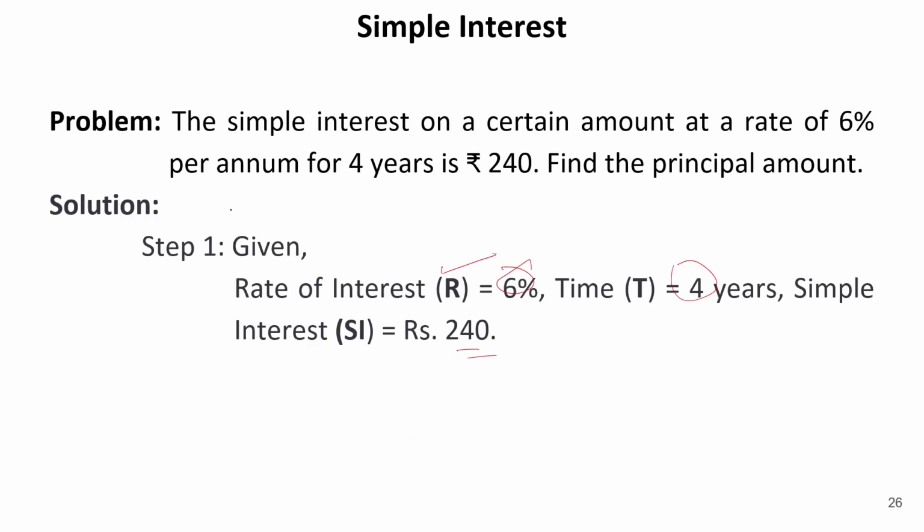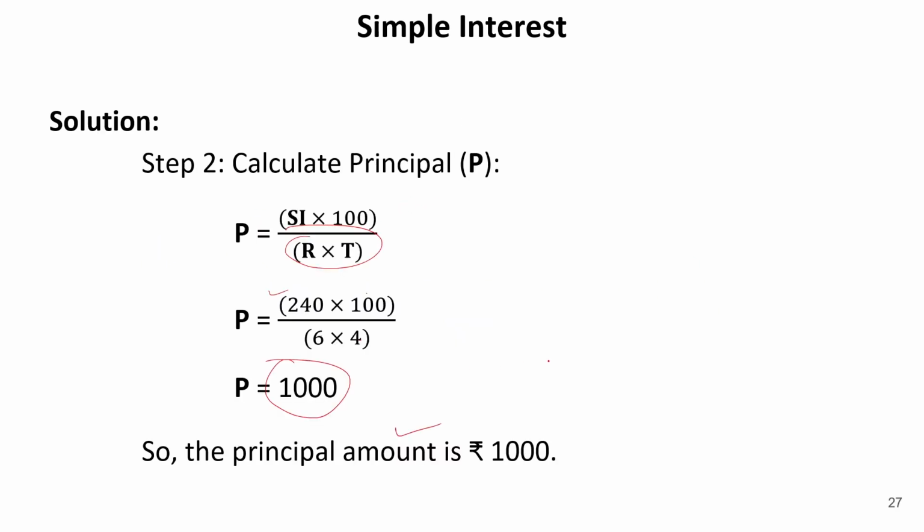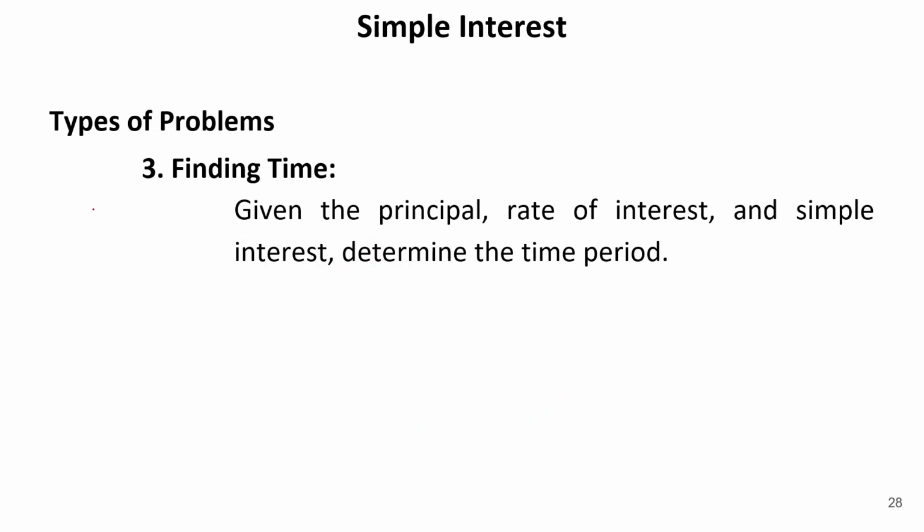Okay. So if you are given this kind of financial situation where you need to calculate the simple interest, if you are given an amount at 6% per annum for 4 years and the simple interest is 240, then what was your principal amount? The principal amount was 1000 rupees. Okay. So let's see the third kind of problem, that is, given the principal, rate of interest and simple interest, determine the time period. Okay, so we'll be using that same formula, SI is equal to PRT by 100, right?